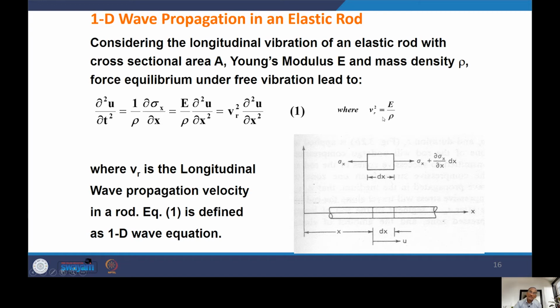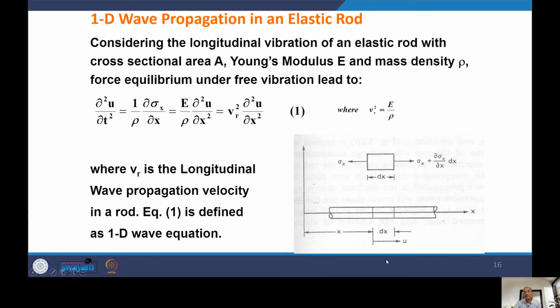As you know, there is not much change in the mass density, but there is a large variation in Young's modulus. So the wave velocity inside the rod, VR, will depend very much on Young's modulus. Okay, so this was the case for 1D wave propagation.